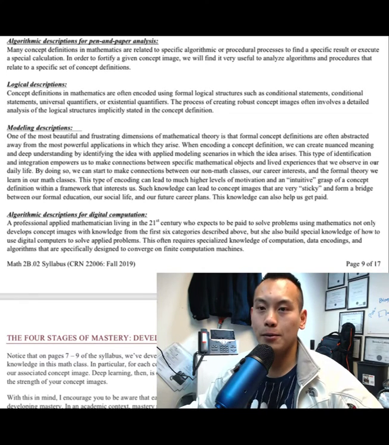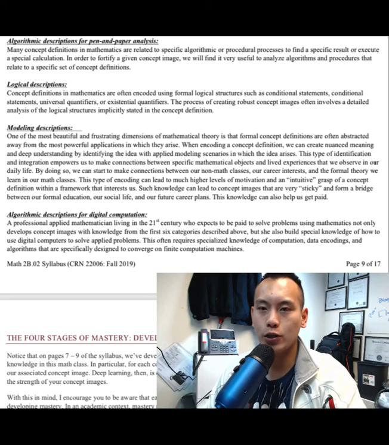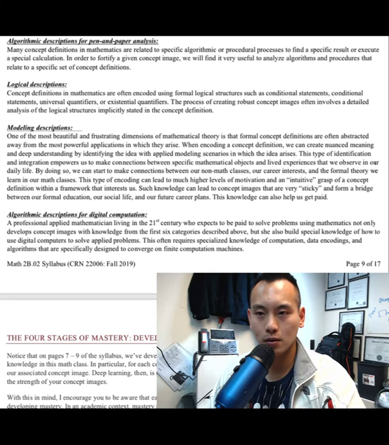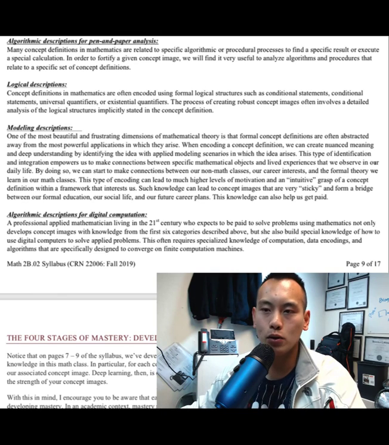Lastly, algorithmic descriptions for digital computation. A professional applied mathematician living in the 21st century who expects to be paid to solve problems using mathematics not only develops concept images with knowledge from the 6 categories described above, but she also needs to build special knowledge of how to use digital computers to solve applied problems. This often requires specialized knowledge of computation, data encodings, and algorithms that are specifically designed to converge on finite computation machines.